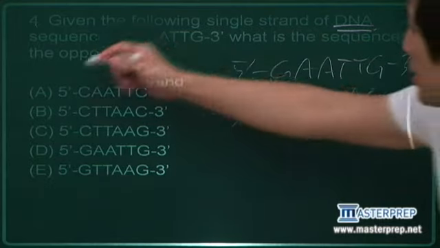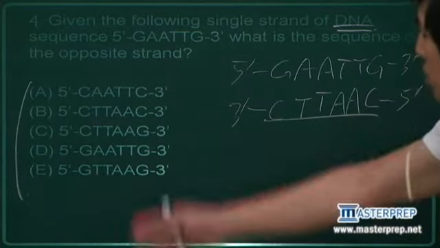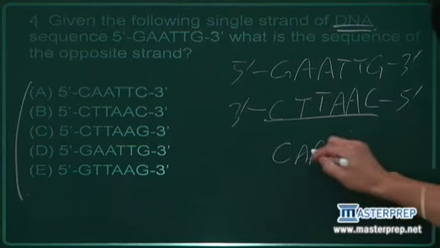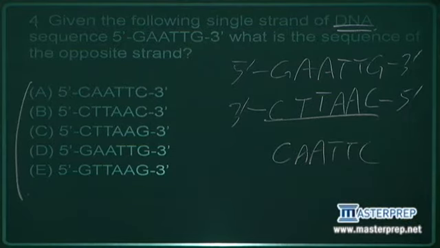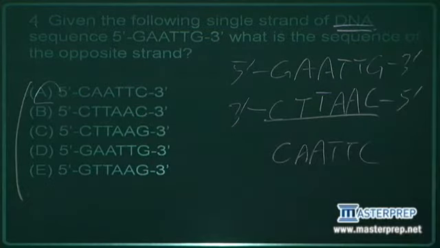Okay, but here, in all the options, we have it in the 5' to 3' direction. So we've got to flip it. So CAA-TTC. Where is it? CAA-TTC. So A.